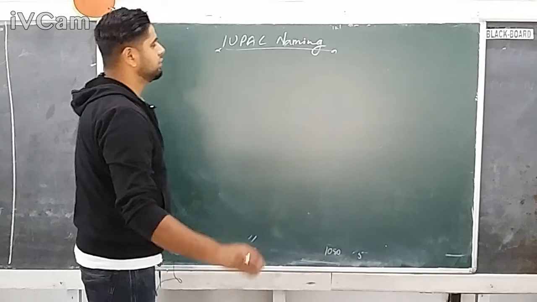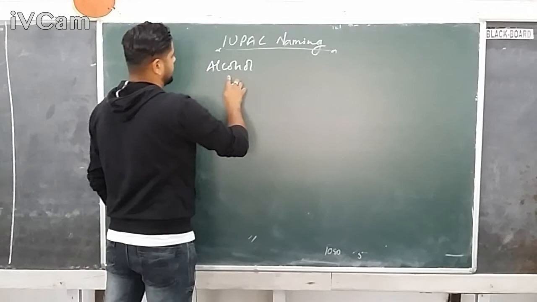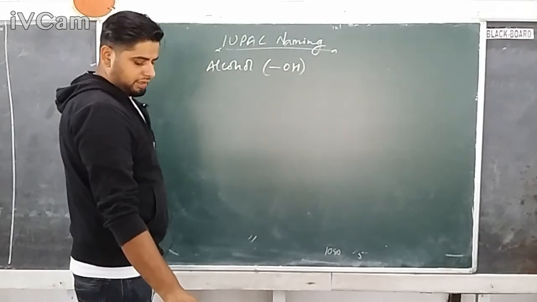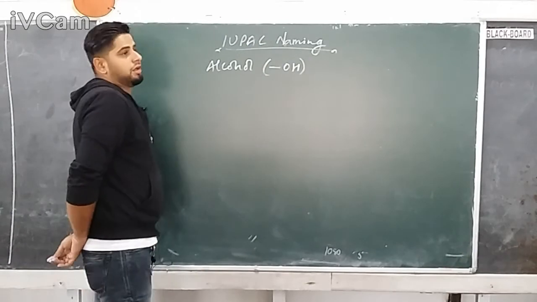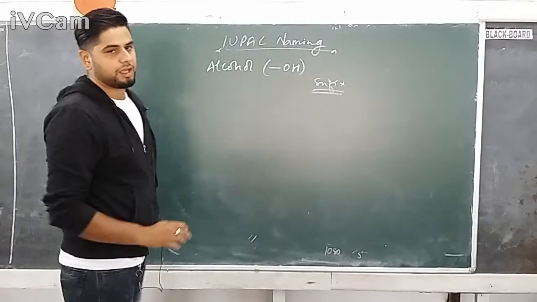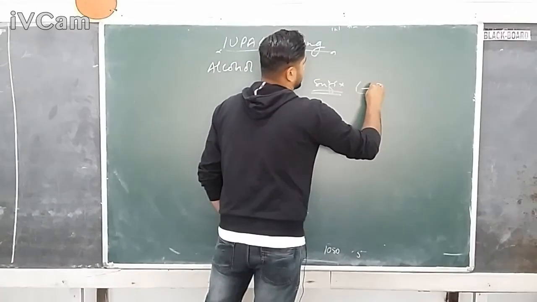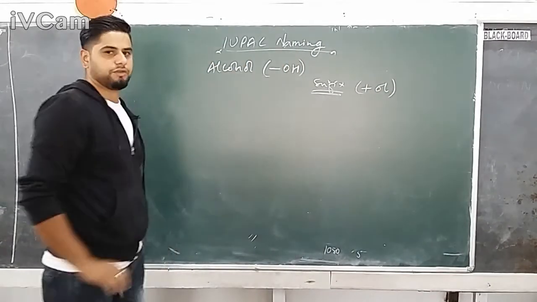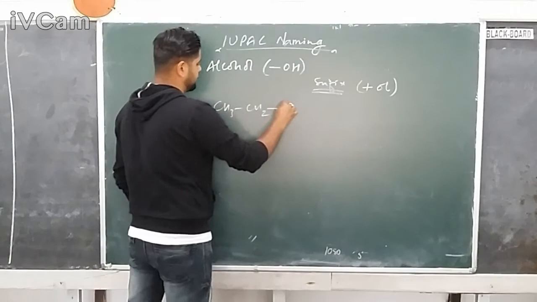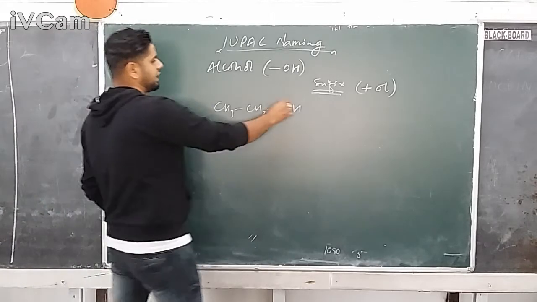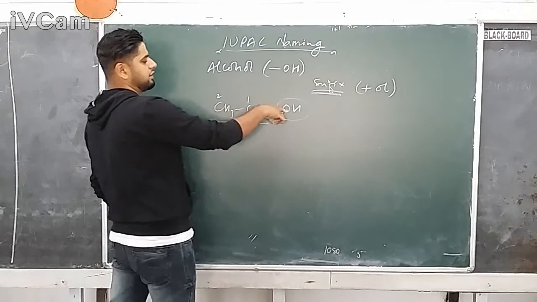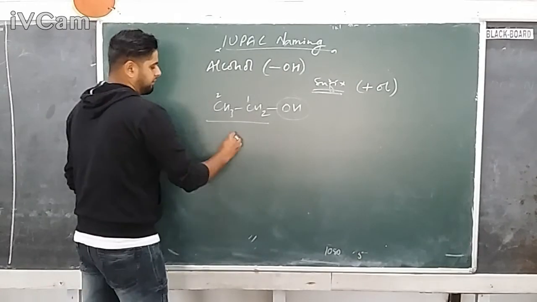Now we'll move on to compounds containing the alcohol functional group. What is the formula? OH. Now this functional group will be at the suffix, meaning after the root. The suffix for this will be plus ol. I'm writing in this way. I'll give you an example: CH3, CH2, OH. Now the alcohol functional group is attached with this C. The longest chain is this one, numbering 1, 2. So in the first position there is OH. First position we need to mention. What is this? Methane.